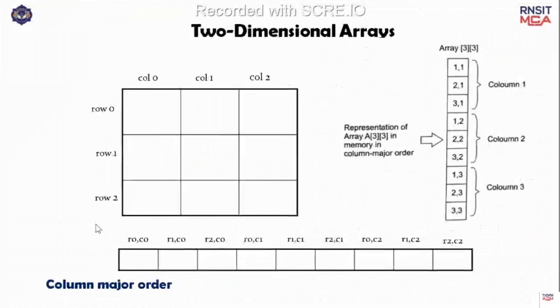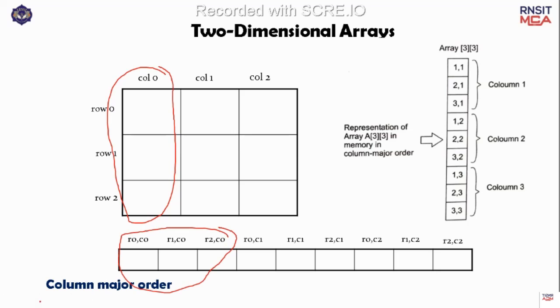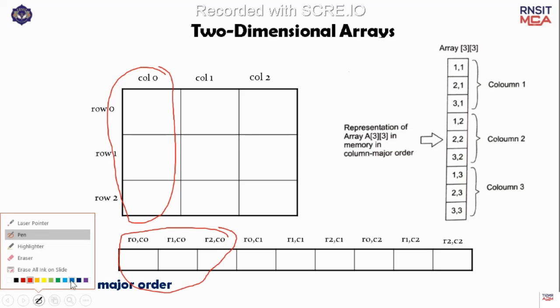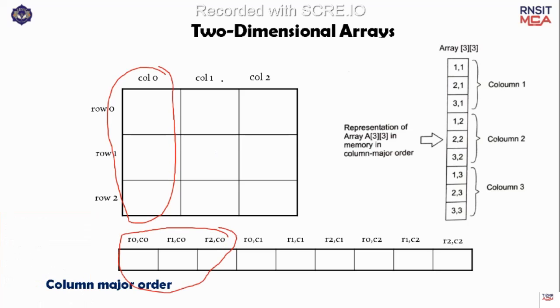Further, the next type is column major representation. So in column major representation, what happens? Column wise data are stored. First column is stored first, like this. You can see row 0, column 0, row 1, column 0, row 2, column 0. So this is first column, and of course you can also have the second column.